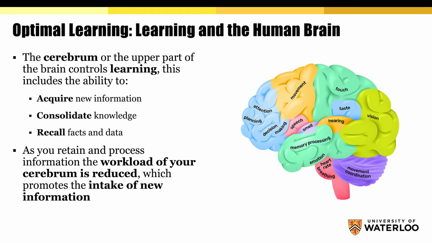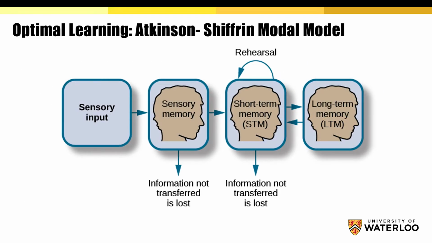Developing effective study strategies begins with a good understanding of how we learn. The cerebrum controls the brain's ability to learn, including the capacity to acquire new information, consolidate knowledge, and recall facts and data. As you retain information, the workload of the cerebrum is reduced, allowing for the intake of new information. Memory and the storage of information begins through lived experiences, and what the brain identifies as having value and meaning. If we do not engage with that information regularly, it is removed from our short or long-term memory.